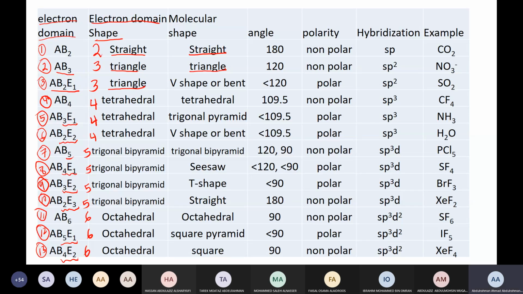Back to this table. If we have AB3, then the shape of the electron domain is trigonal planar, and the shape of the molecule is trigonal planar. Example: NO3. So it is trigonal planar. But if you go to AB2E1, the electron domain shape is trigonal planar, but the molecular shape will be V shape or bent, like SO2. Why? Because we cannot see the electrons. Is this clear? Good.